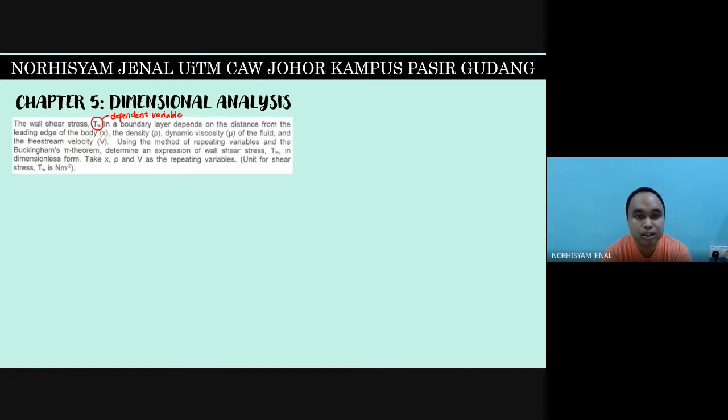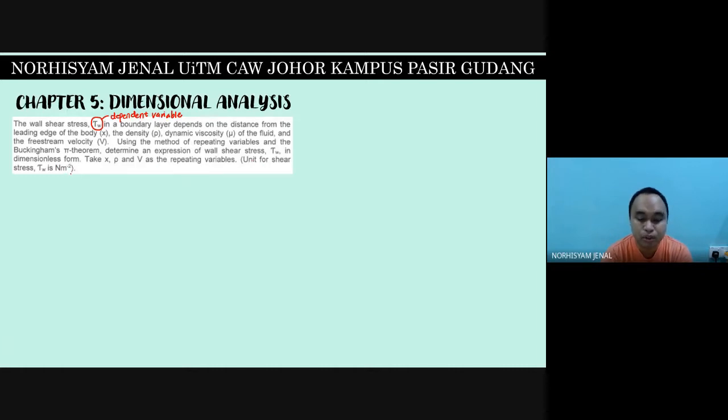Distance, and then the density rho, dynamic viscosity mu, and the free stream velocity v, using the method of repeating variables and the Buckingham pi theorem. Determine an expression of wall shear stress tau in dimensionless form. Take x, rho, and v as the repeating variables, and the unit for shear stress is Newton meter -2.